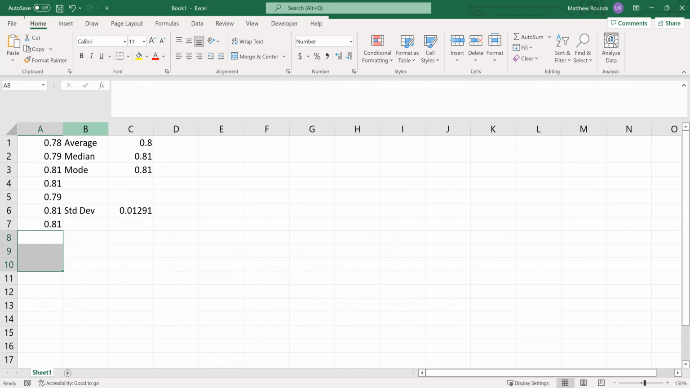All right, so we've got the mean of 0.8, the mode 0.81, and the median 0.81. And then the standard deviation is 0.0129. And these are all in pounds. So you want to update your.